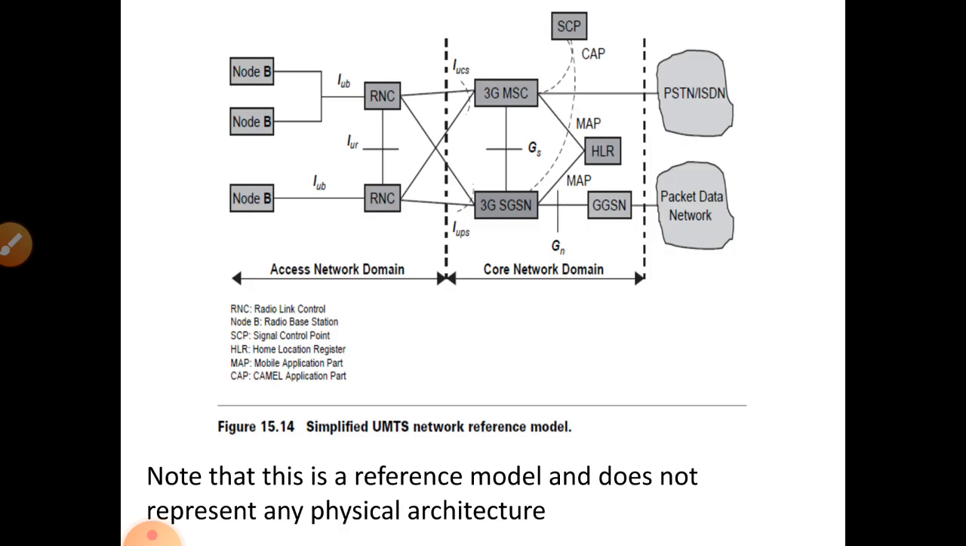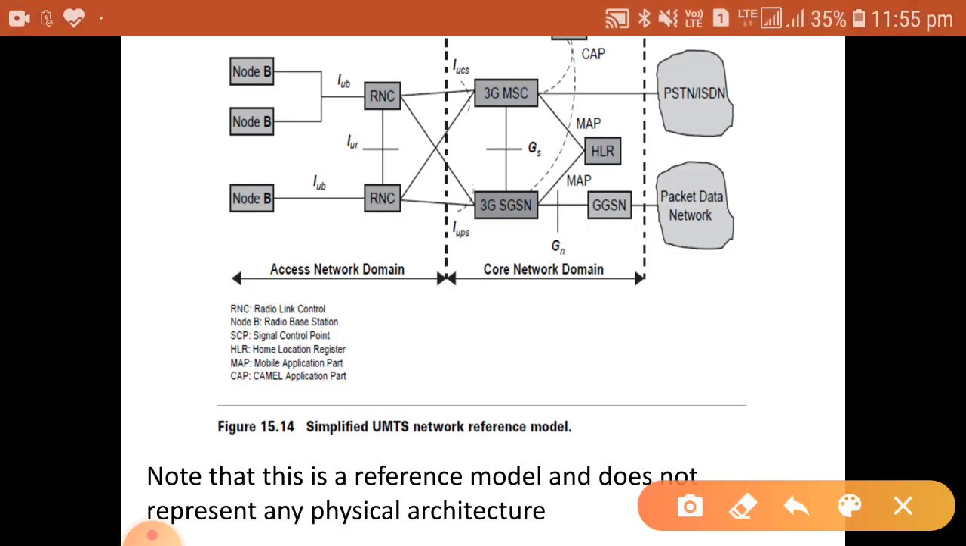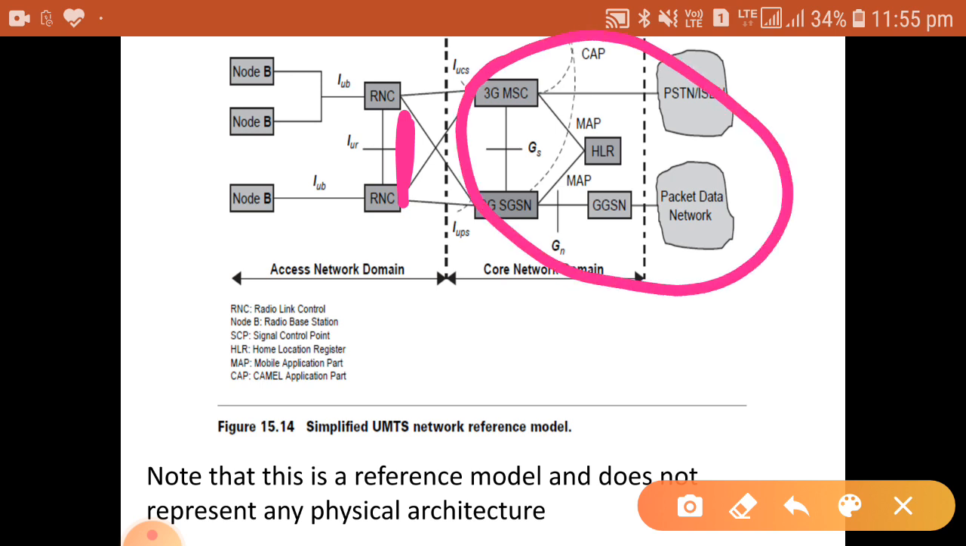If we look at the diagram itself, we can mention that it is a direct connection using this IUR interface. So this corresponding IUR interface realizes the direct connection between the radio network controllers, without going through the core network.